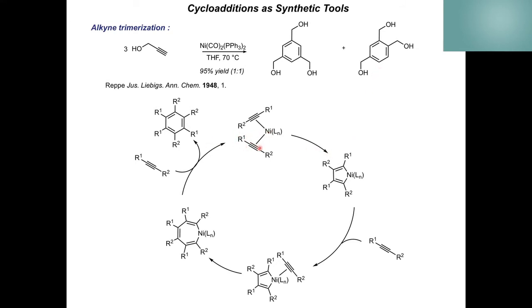as an early example of the ability of reduced metal nickel centers to pre-associate, undergo these oxidative cyclizations, insertions, and then metallocycle formations, followed by reductive elimination to make benzene rings. And so I wanted to mostly provide this as a historical perspective. There have been many examples of alkyne trimerization in the literature since 1948.